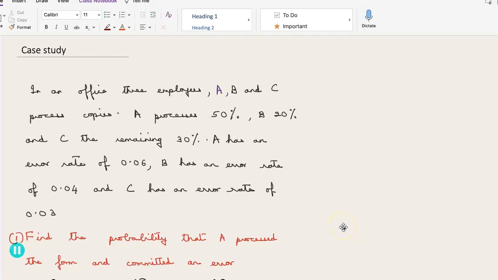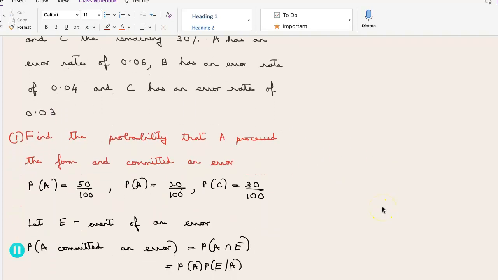So welcome to this case study video on probability and differential equations. In an office, 3 employees A, B and C process copies. A processes 50%, B 20% and C the remaining 30%. A has an error rate of 0.06, B has an error rate of 0.04 and C has an error rate of 0.03. Find the probability that A processed the form and committed an error.